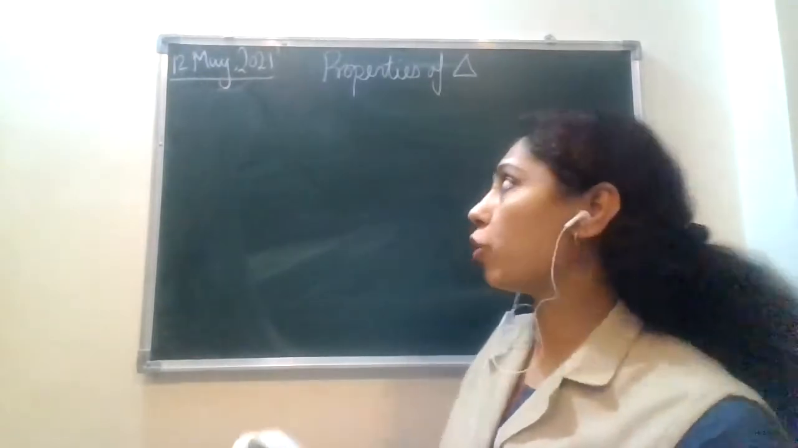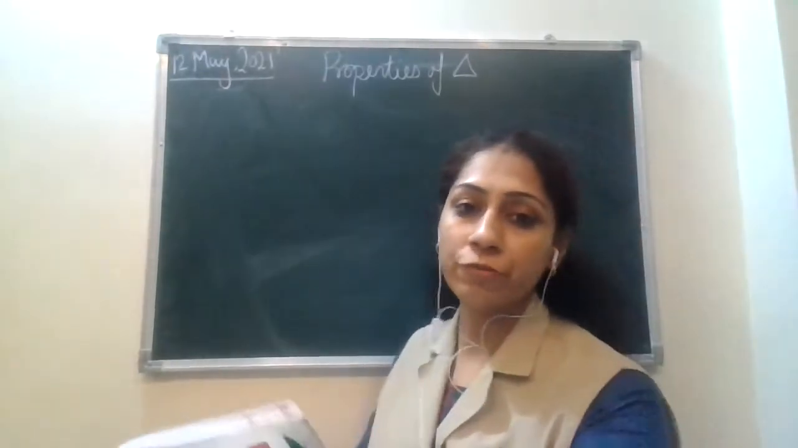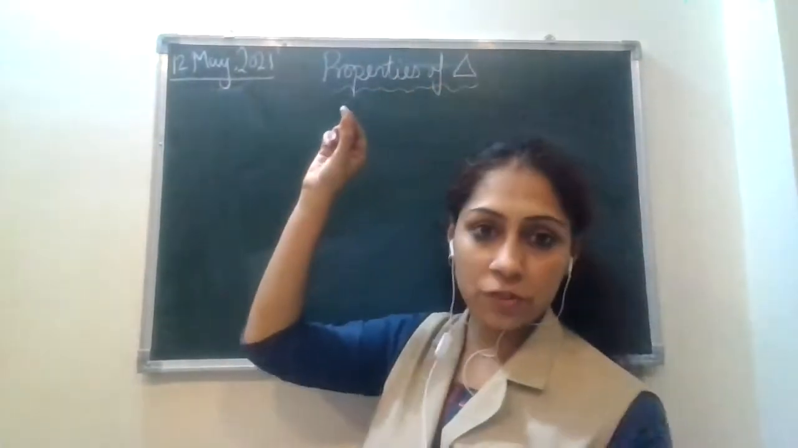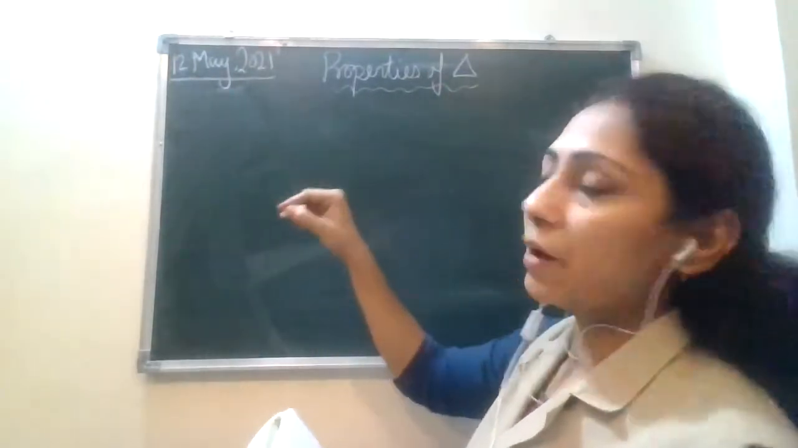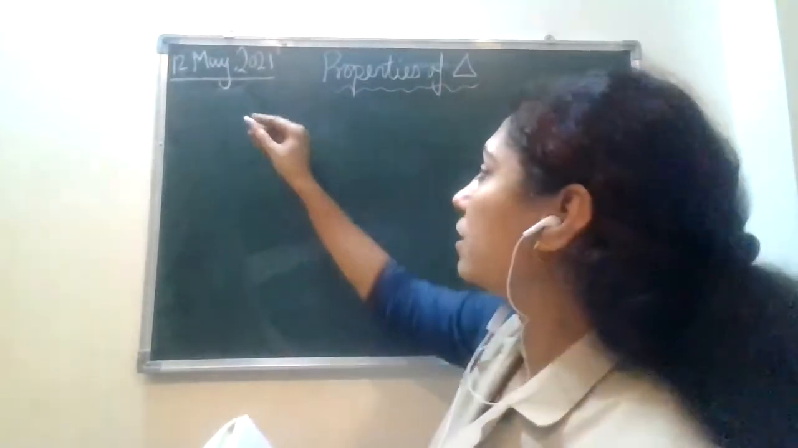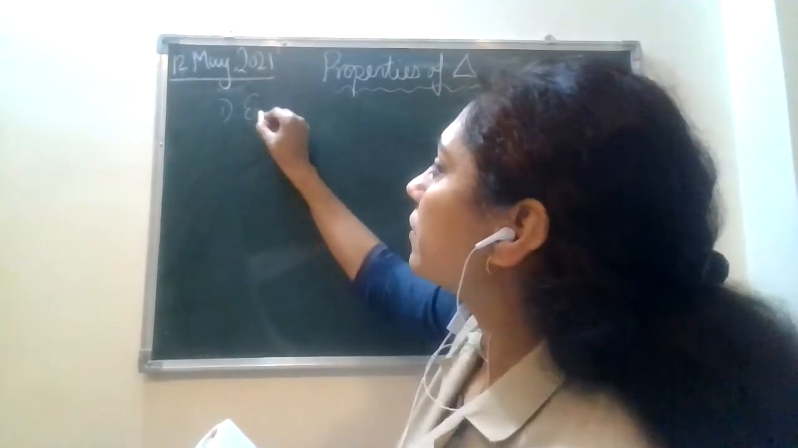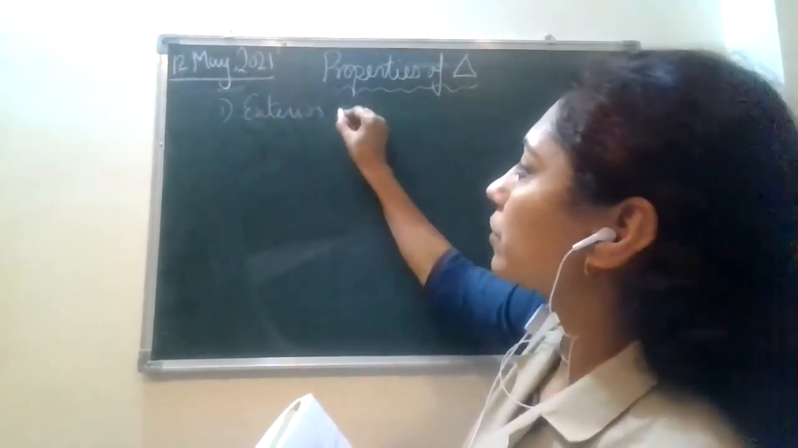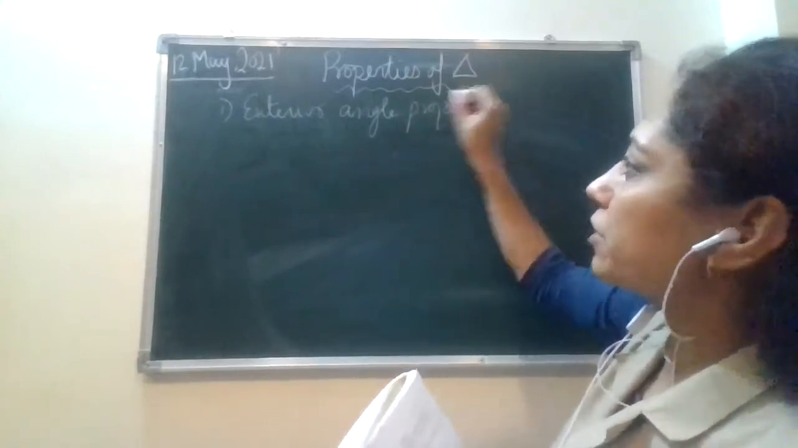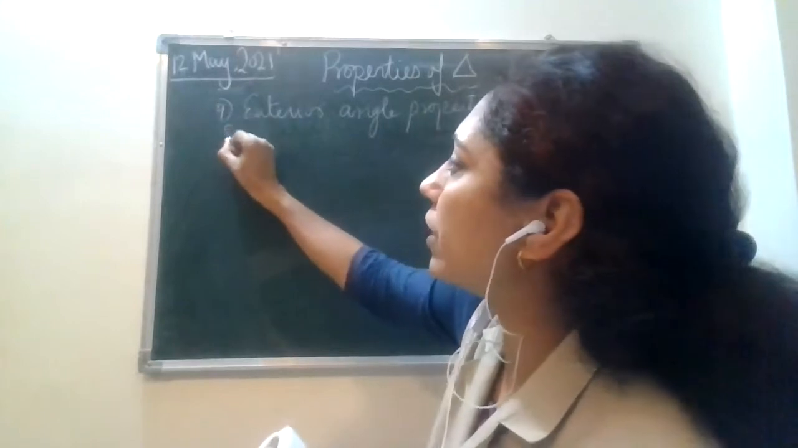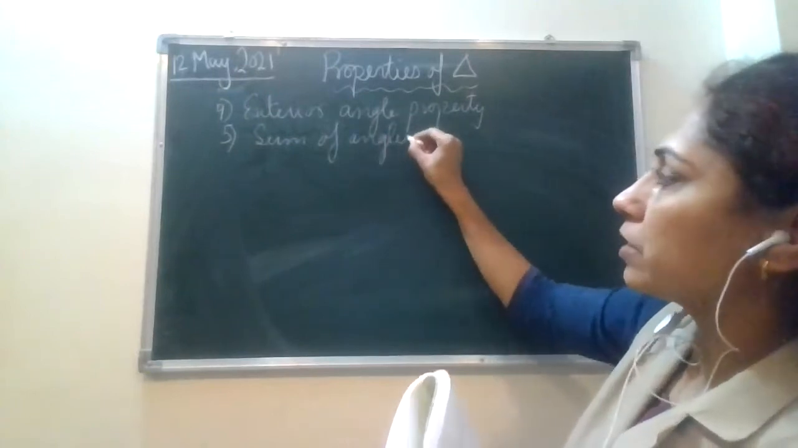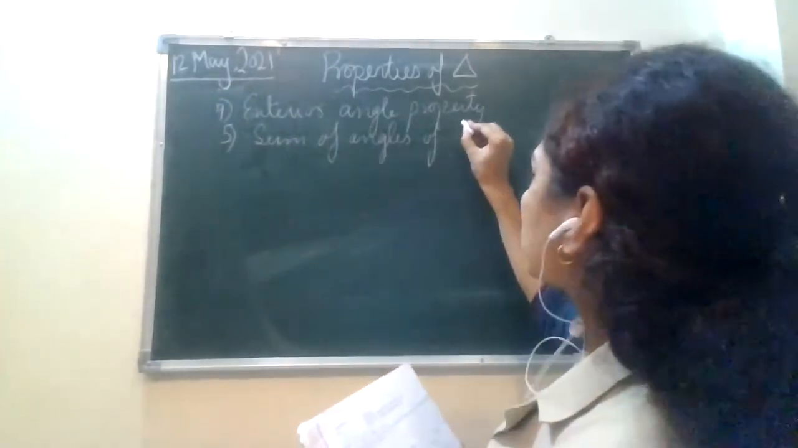Today we are going to further the topic properties of triangle, which I have been doing with you for the last 2 days. I have done 3 properties with you. Furthering on the property, today I'm going to cover the last property I left yesterday, the exterior angle property, right? This is the fourth property, and it is very much related to the sum of angles of a triangle.